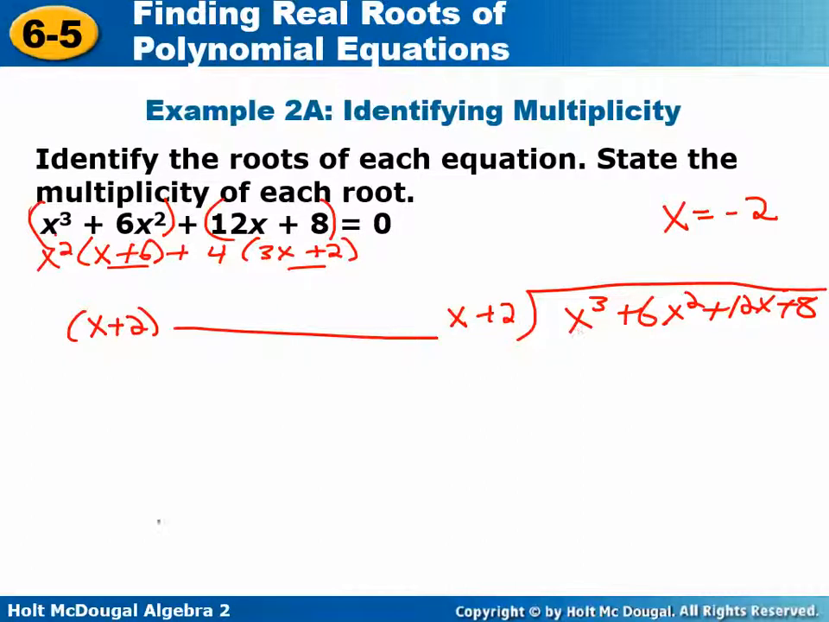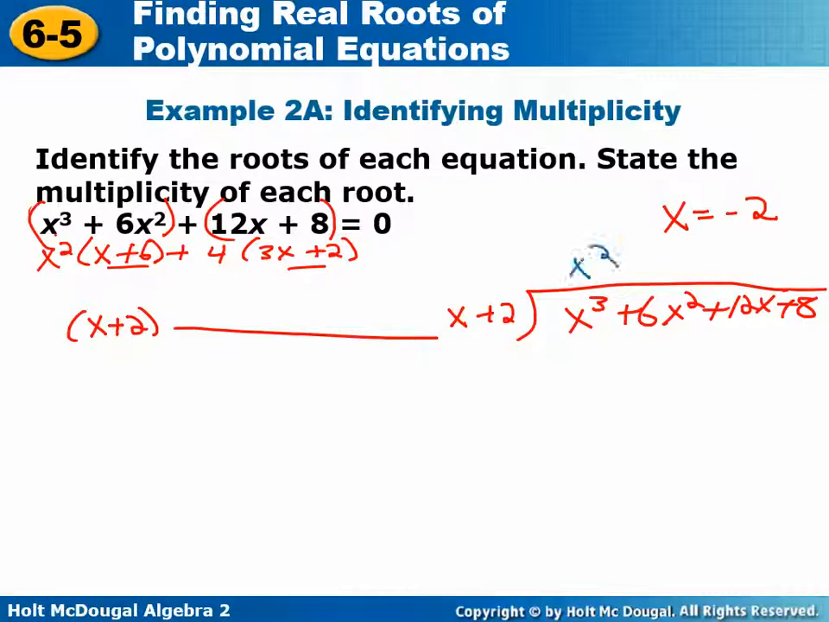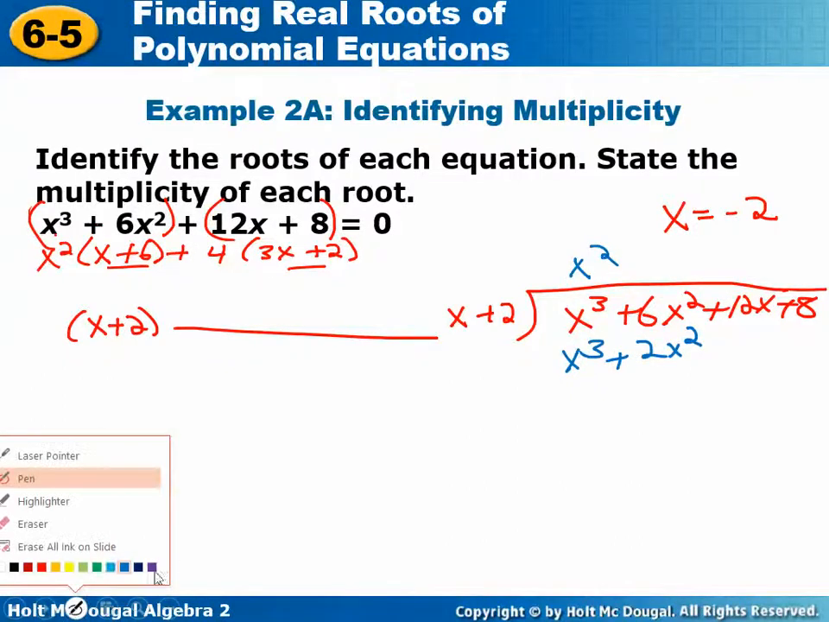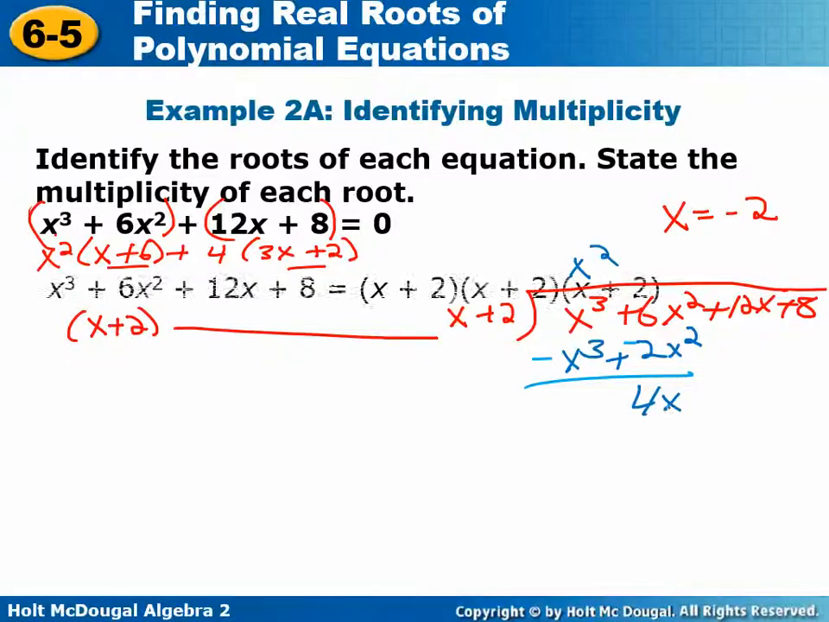So x goes into x cubed, x squared times, so x squared will go up here. And then you multiply back, and I'd have x squared times x is x cubed. X squared times 2 is 2x squared. And then remember, your next step is to subtract. So I'm going to subtract both of these. And then x cubed minus x cubed is 0. 6x squared minus 2x squared would be 4x squared.